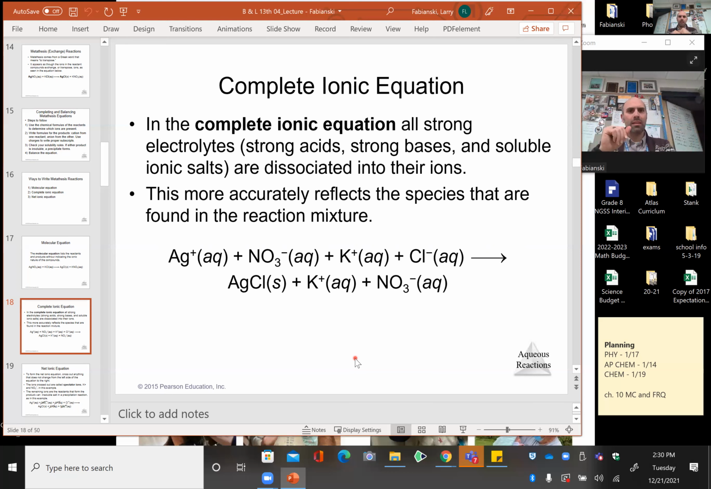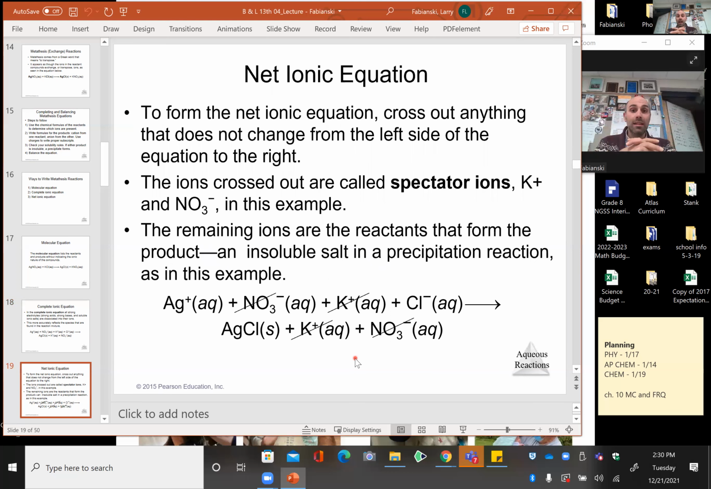Now, the net ionic equation. Notice we can now cancel out our nitrate and our potassium because they appear on both sides of the arrow. They are not bonded with anything. They are just floating around. They started floating around in solution, and they continue to float around in solution after the reaction is done. They serve no purpose but to spectate.